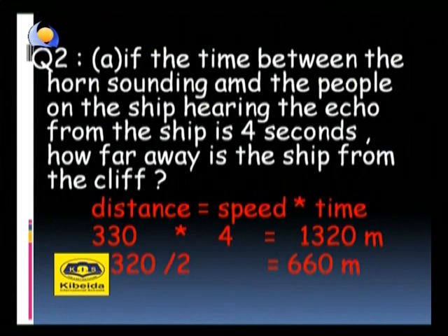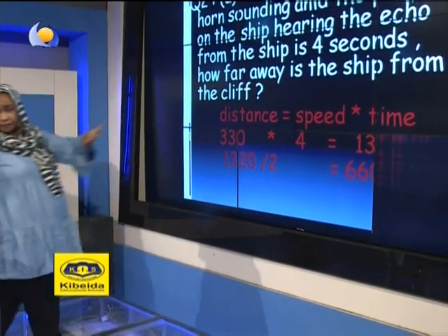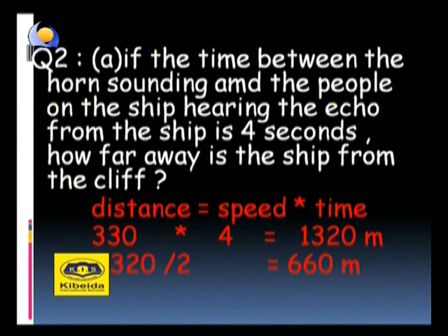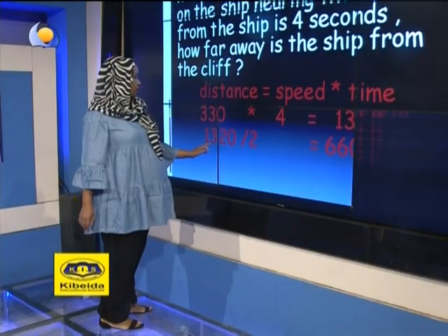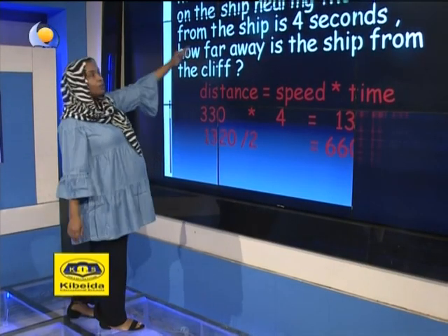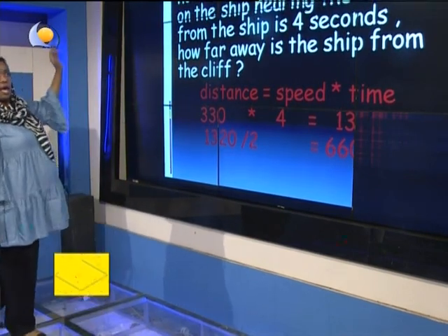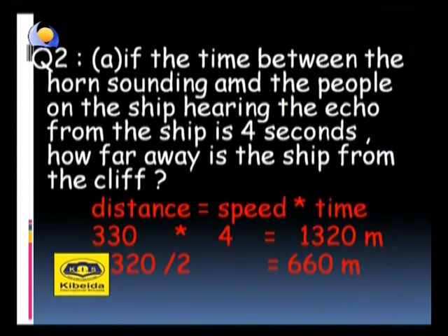Here you have the speed, which is the speed of sound in air, 330, and the time is 4 seconds. The mathematical formula: distance equals speed times time, so distance equals 330 times 4, which is the time, and this equals 1320 meters. Then we are going to divide the last answer by 2, 1320 over 2. Why? Because the problem contains an echo. An echo contains two distances, the original distance and the second distance.